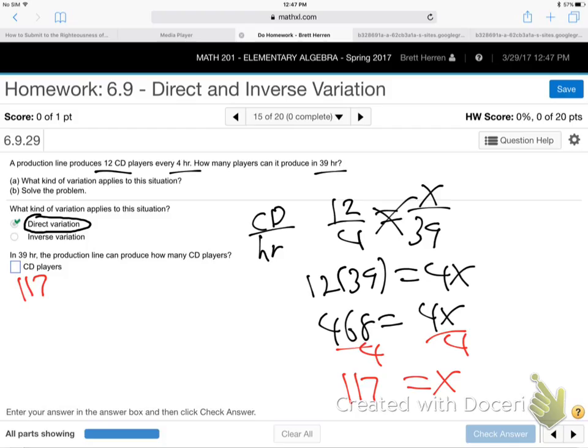Alright, so what is this relationship? Hours of employees and number of CDs they're cranking out. Isn't this hours of players? Oh yeah, producer. A production line, employees on a production line. So it's people working. If they spend more hours working, they're going to crank out more players. Fewer hours working, fewer players. Those go directly, don't they? It's not a teeter-totter. That's why it's direct. And it's 117.